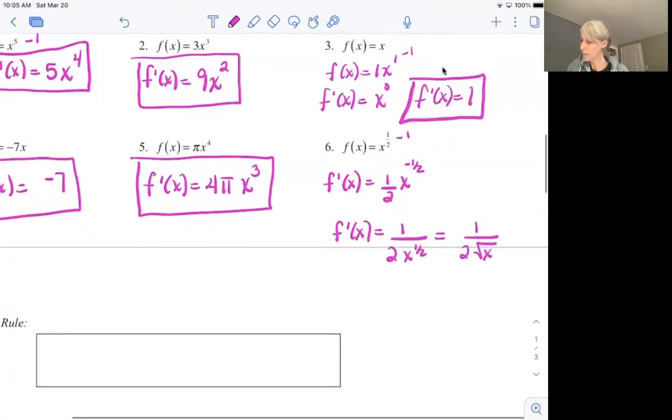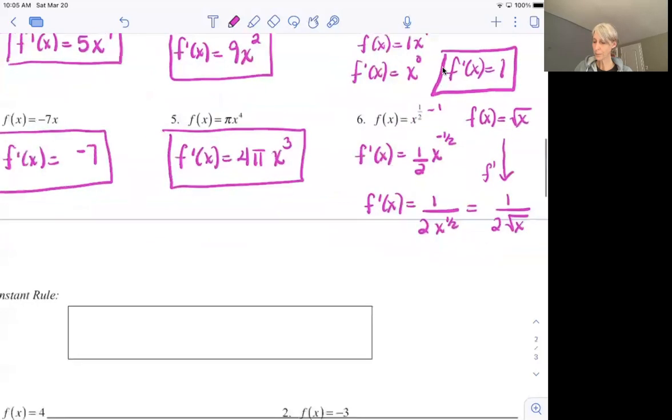And if you recall from the other day's lesson, if we look at this function, this is really f of x equals the square root of x. And after we evaluated our limit definition, that's what we wound up getting, right, when we took f prime.